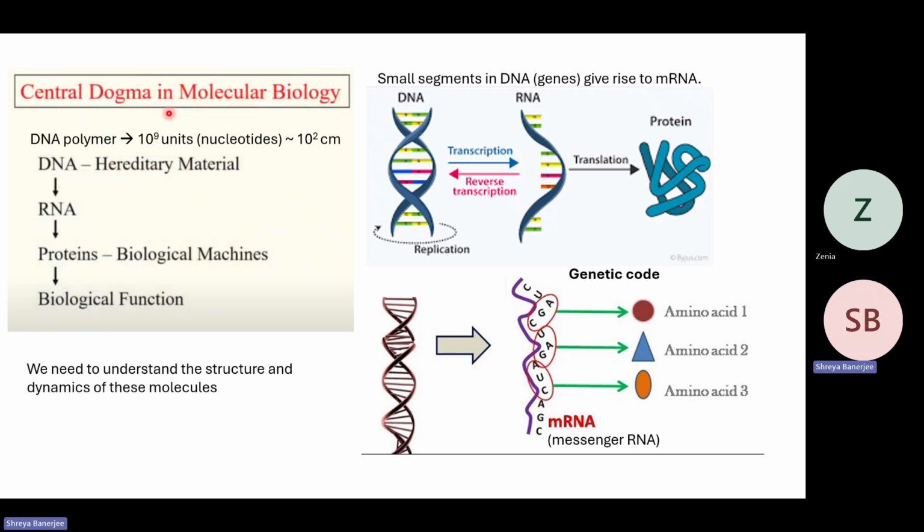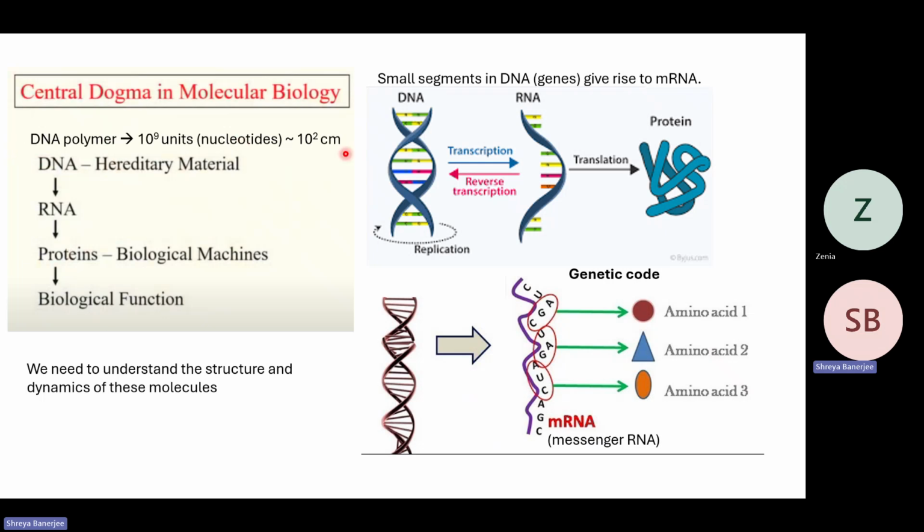So the central dogma in molecular biology basically states that from DNA we can get RNA, and from RNA we can get the proteins which are responsible for all biological functions. So DNA is the hereditary material which is passed on through generations, and proteins are the biological machines which are responsible for all the functions. DNA is basically a polymer consisting of 10^9 monomers, and these monomers are called the nucleotides, which we will look into in the coming slides.